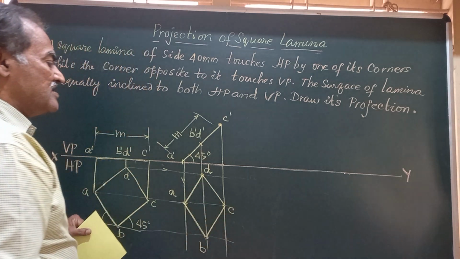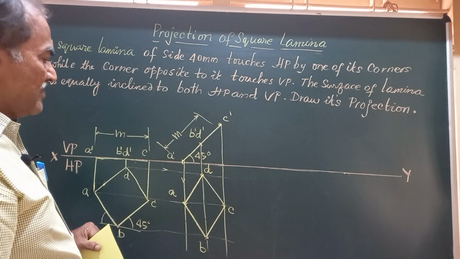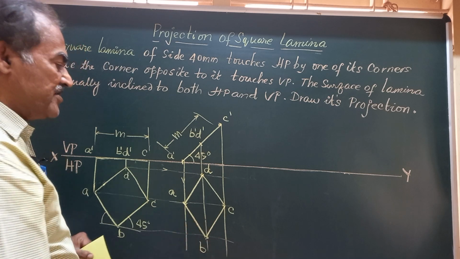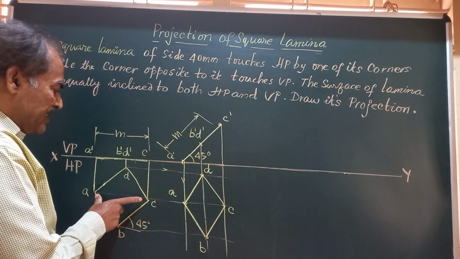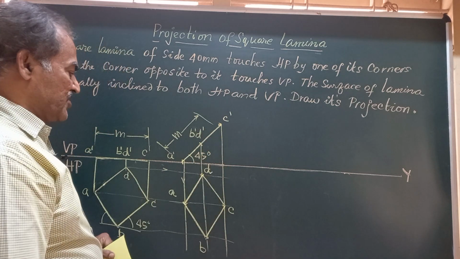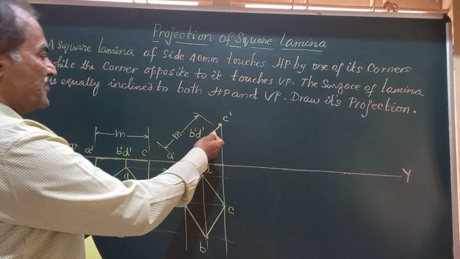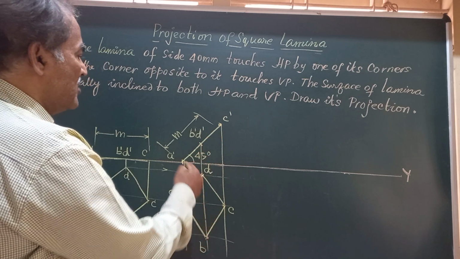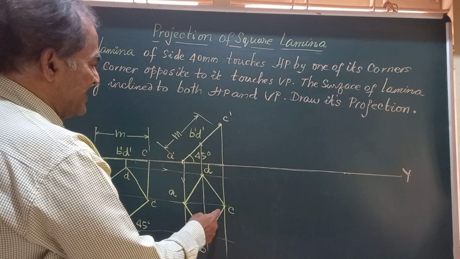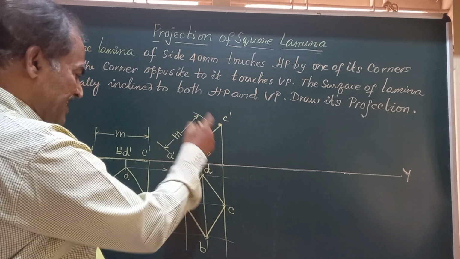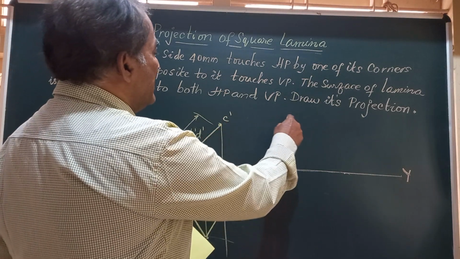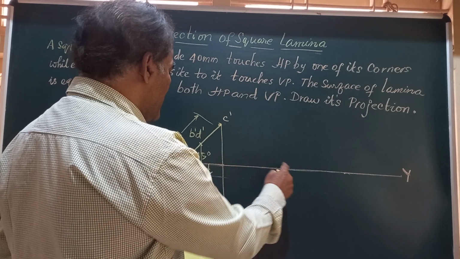Friends, if you observe these two figures, you will observe that all the dimensions of these sides are reduced, and the lateral dimension AC, which was a diagonal, has got reduced depending on this inclination. Friends, here you have got the front view and the top view. Now the surface of the lamina is making an angle of 45 degrees with the HP. He says this C dash should lie on VP and A dash on HP.